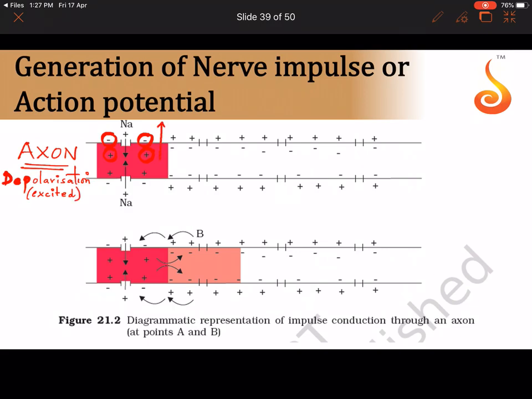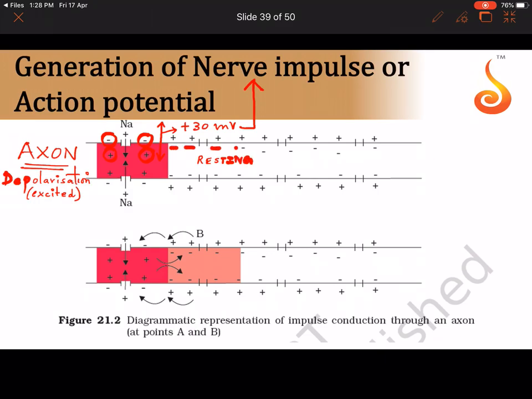Now if you measure the potential difference between the inside and the outside, it will measure plus 30 millivolts, and this potential difference is what is referred to as the nerve impulse or action potential. Did you notice the neighboring region, which is still in a resting state? Let me call this the resting state, because it has not yet received the nerve impulse.